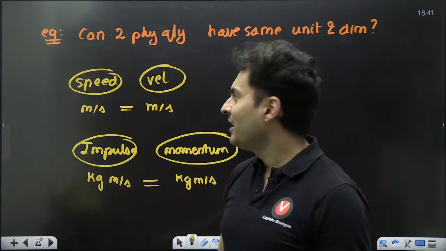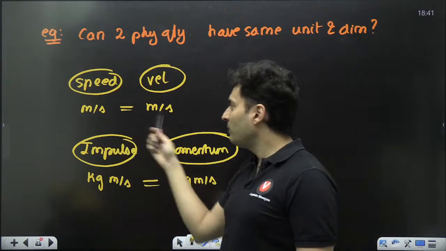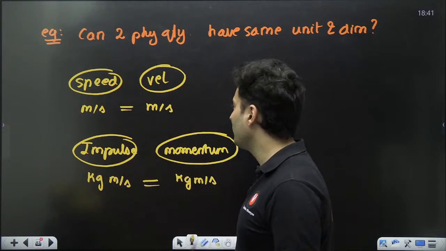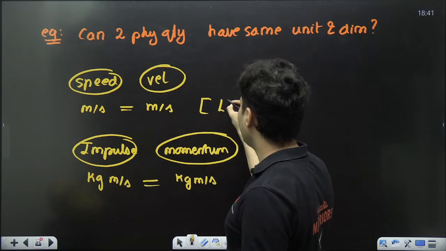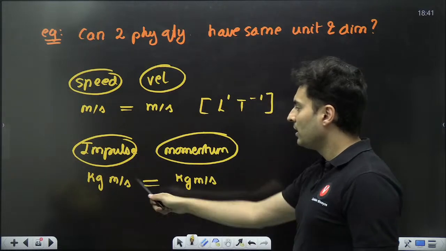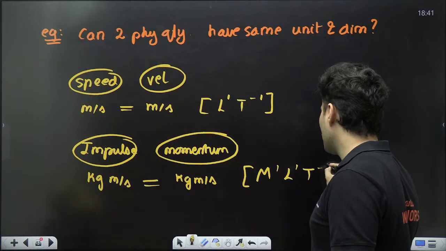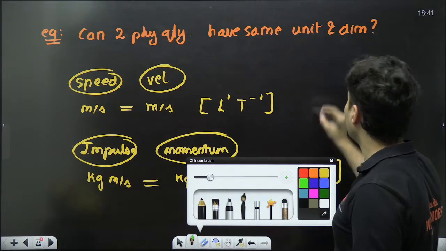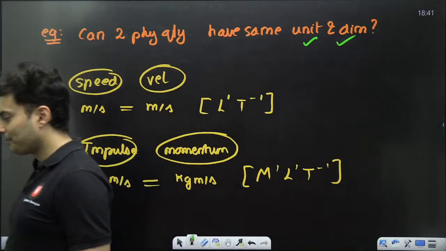100% it is possible. And when units are same, even the dimensions will be same. If they have same unit, obviously dimensions will be same only. So both of them will have the dimensions of meters per second. That means length raised to 1, time raised to -1. So that is also same. This is mass raised to 1, length raised to 1, time raised to -1. So the answer to this question is yes.